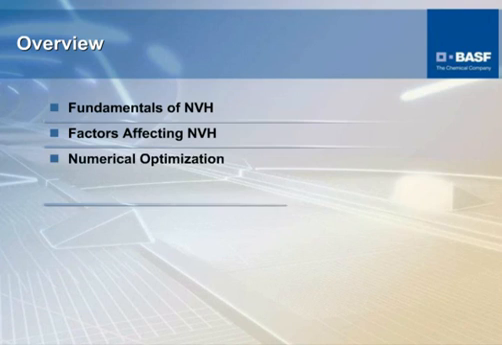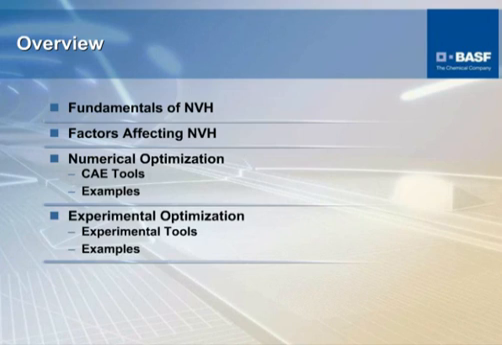We will talk about numerical optimizations, that is, the tools that are used to optimize the NVH behavior and characteristics of parts, systems, or components. We will talk about examples. We will also talk about standard experimental optimization and some advanced tools that are used for optimal design modifications. We will show some examples.